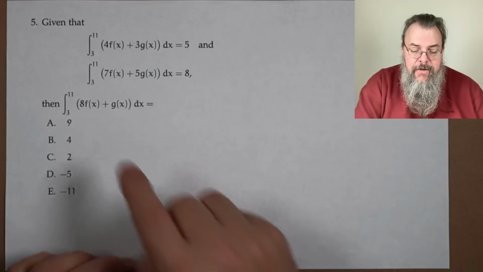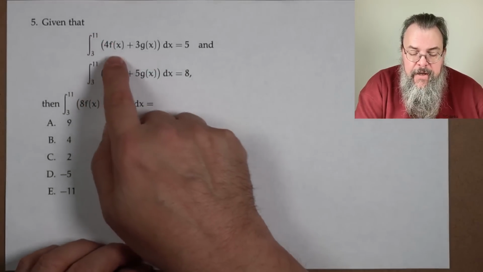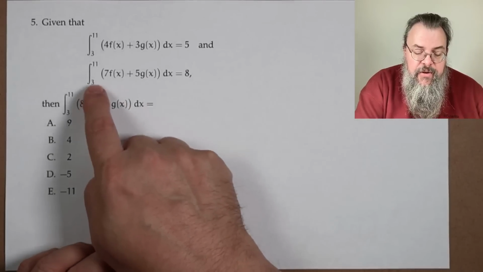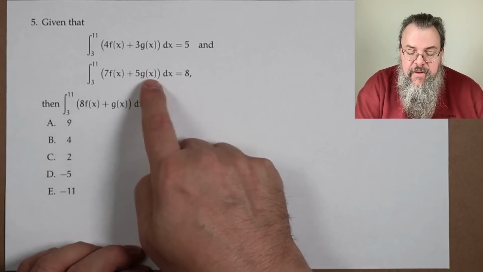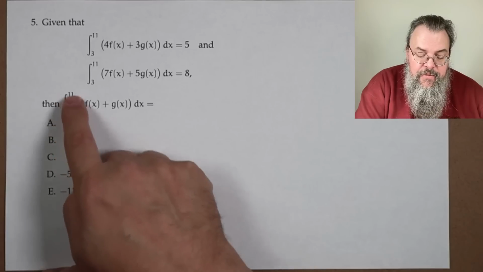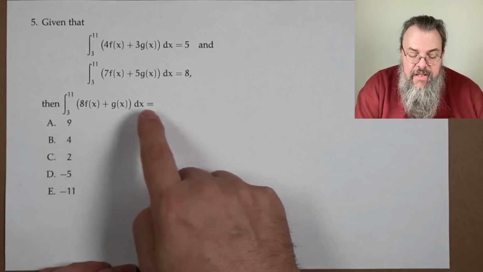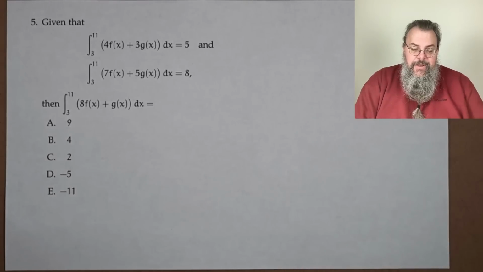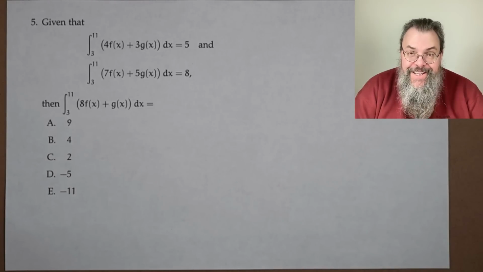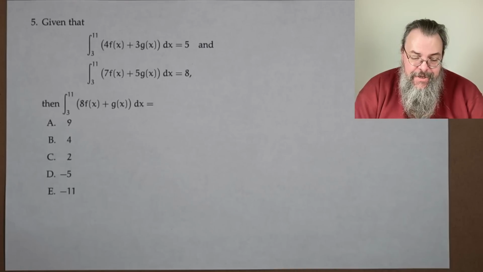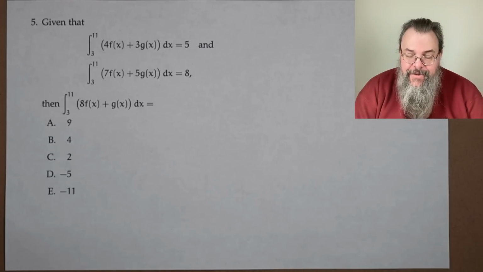Given that the integral from 3 to 11 of 4f of x plus 3g of x dx is 5, and the integral from 3 to 11 of 7f of x plus 5g of x dx is 8, then the integral from 3 to 11 of 8f of x plus g of x dx is one of these options. Okay, well, what? We don't know f. We don't know g. How are we supposed to find their integrals?